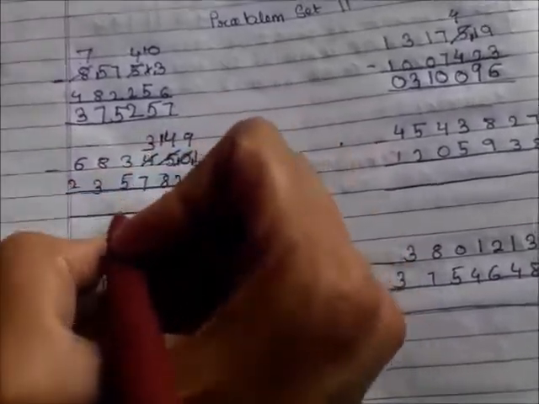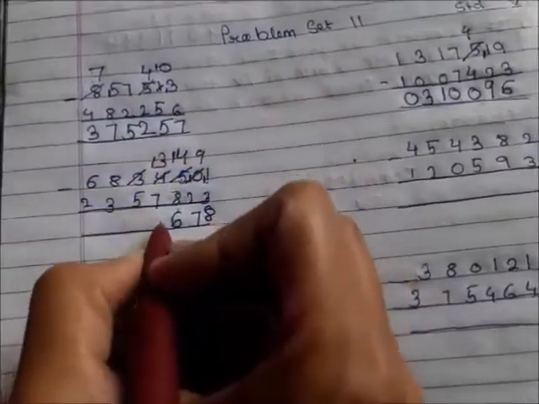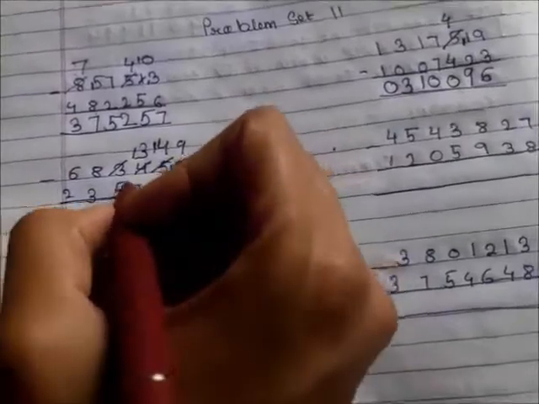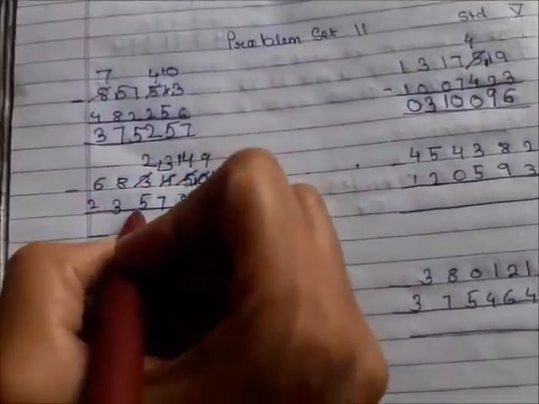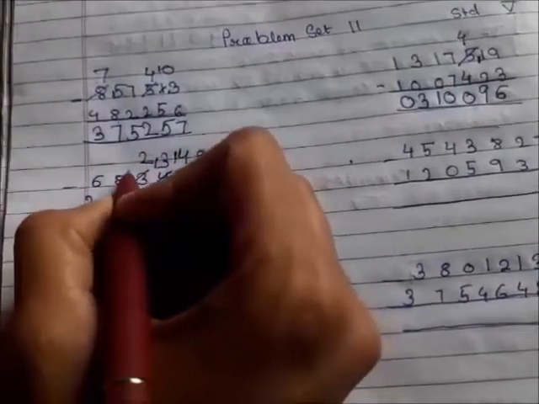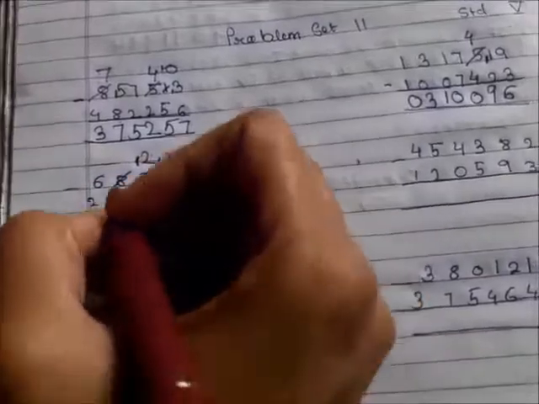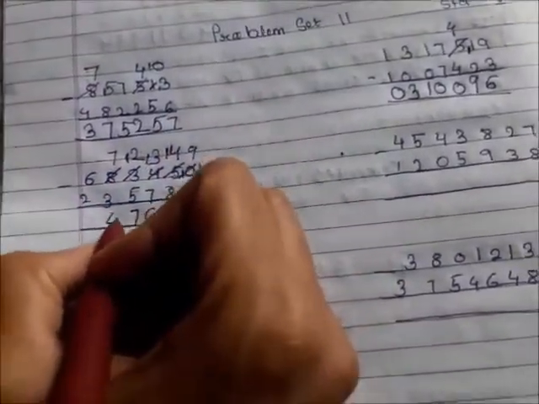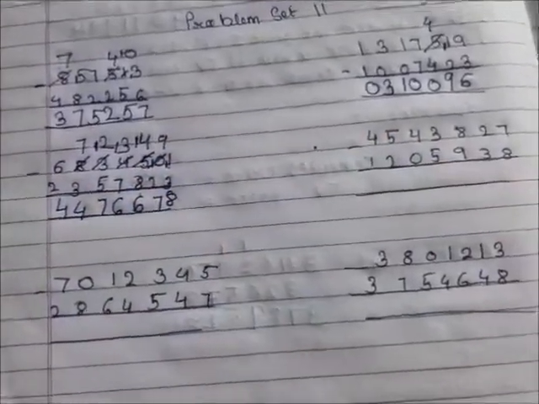It will be 3. 3, 7 cannot be subtracted. Let's carry from 3. 13 minus 7. The answer will be 6. Now it has become a 2. Now 5 cannot be subtracted from 2. Let's carry from 8. It will be 12. 12 minus 5, answer will be 7. Now this 8 will become a 7. Now 7 minus 3 is 4. 6 minus 2 is also 4. So this is the answer of our third question.